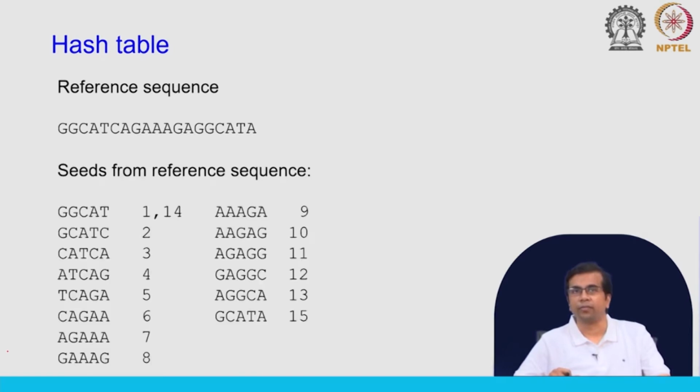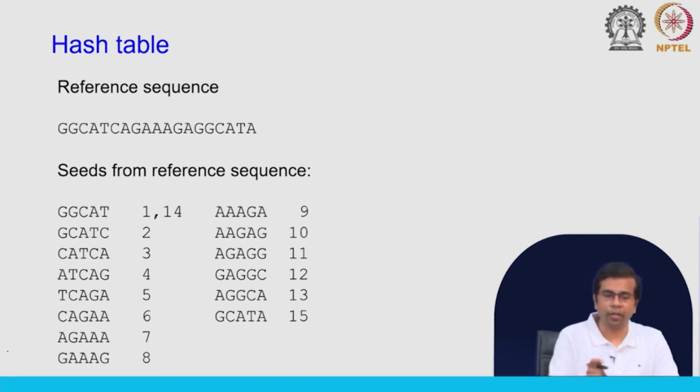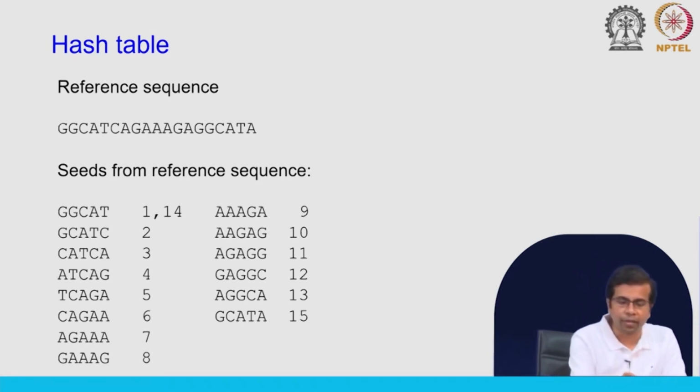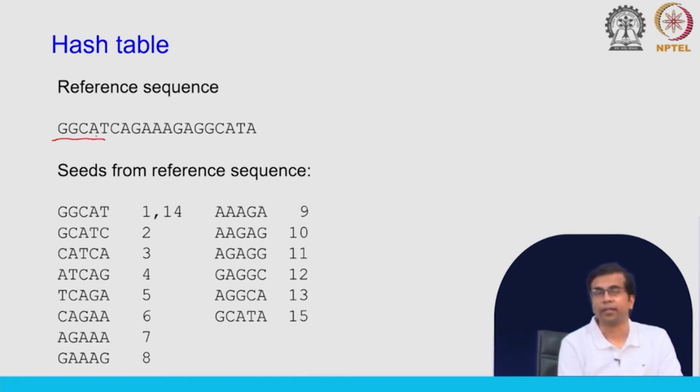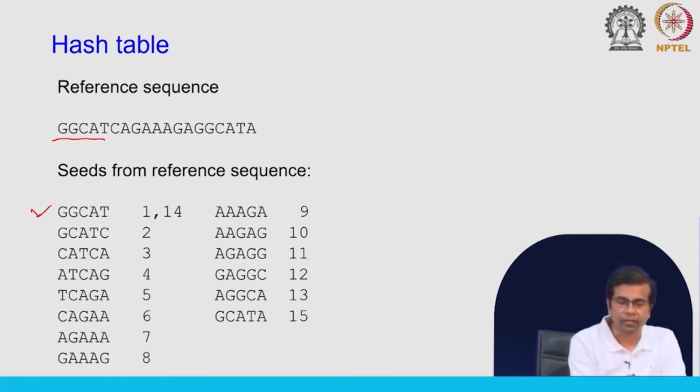So, here are the seeds that we have extracted from the reference sequence along with their positions. If you look carefully at what we are doing, the size is 5. So, we take the first 5 letters from the reference, and we build this seed, and this is the first key, and here we have the location. The location is 1, this is the first position where the seed is present. So, we add this in the value.